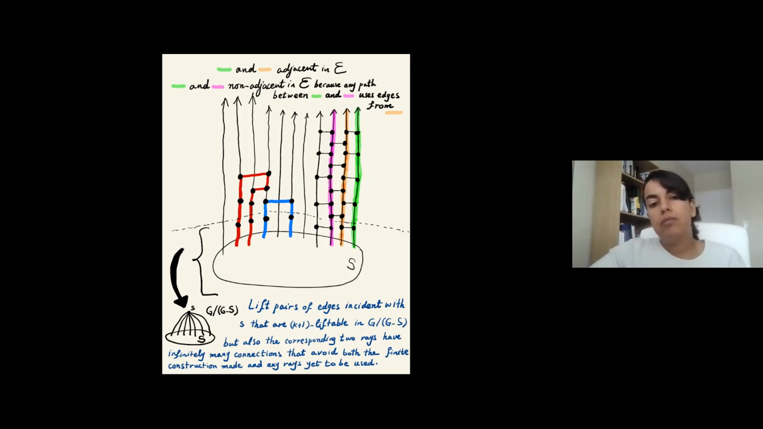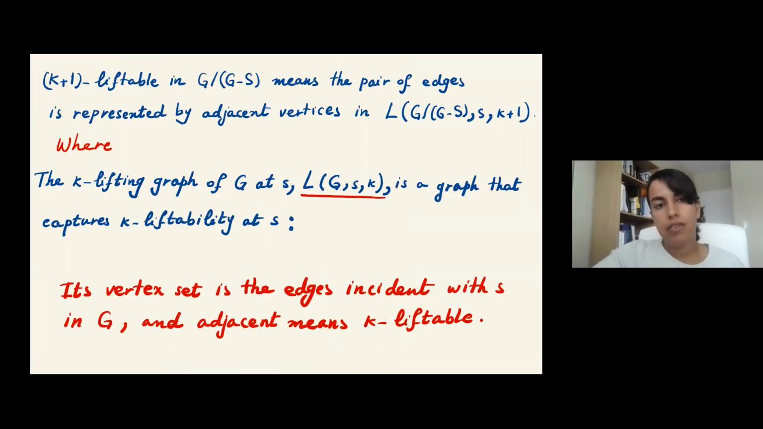So the pair of edges being liftable is captured through something called the lifting graph. So we want a pair of edges that's adjacent in this lifting graph, L of G contract G delete S, and S and k plus 1. The definition of the lifting graph for G, S, and k is like this. Two edges incident with S are adjacent in the lifting graph if they are k-liftable.